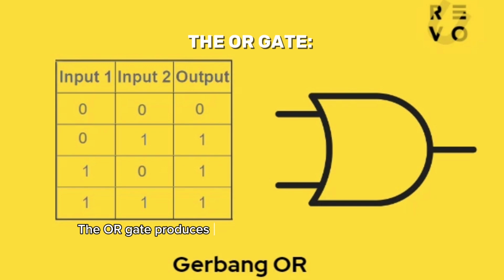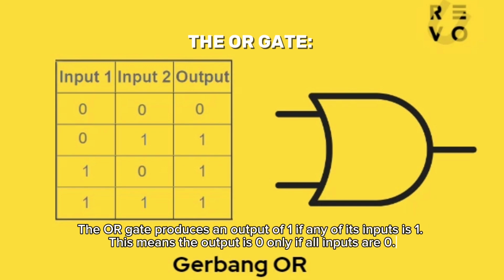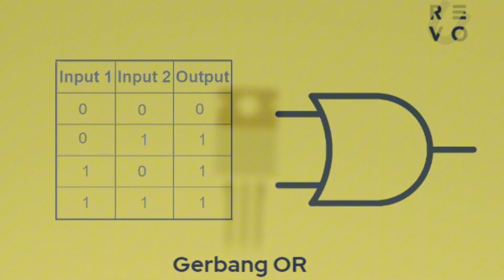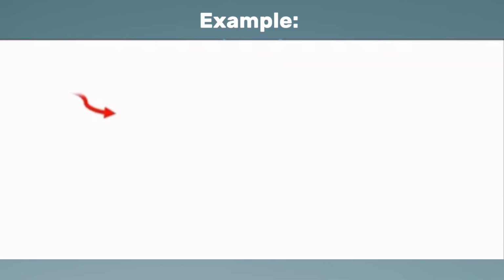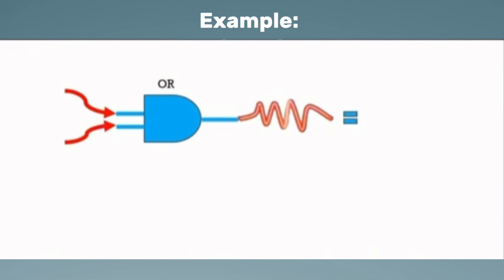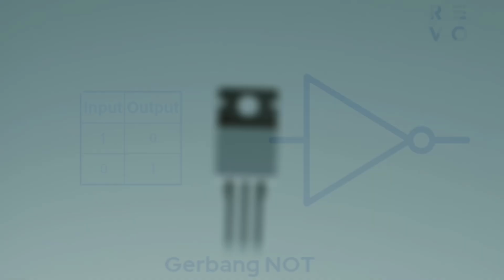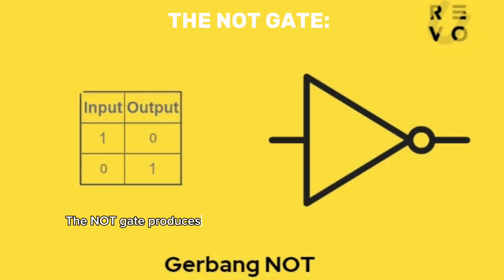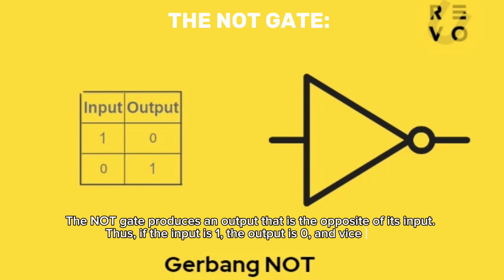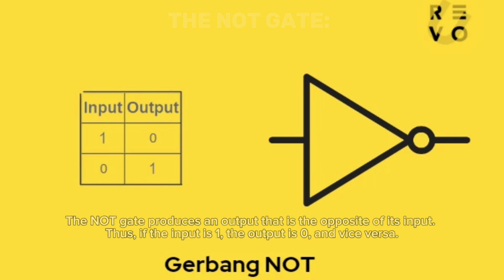The OR gate produces an output of 1 if any of its inputs is 1. This means the output is 0 only if all inputs are 0. The NOT gate produces an output that is the opposite of its input. Thus, if the input is 1, the output is 0, and vice versa.